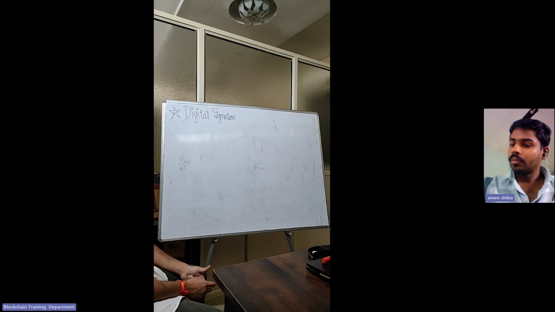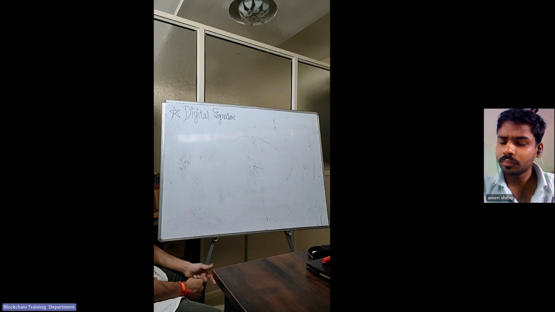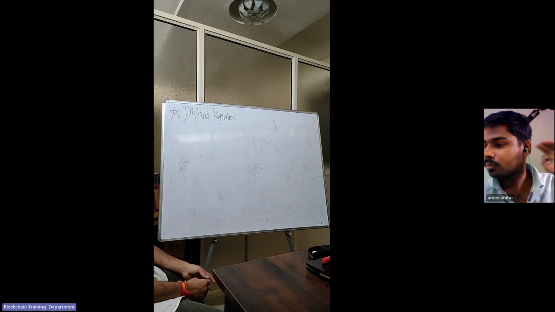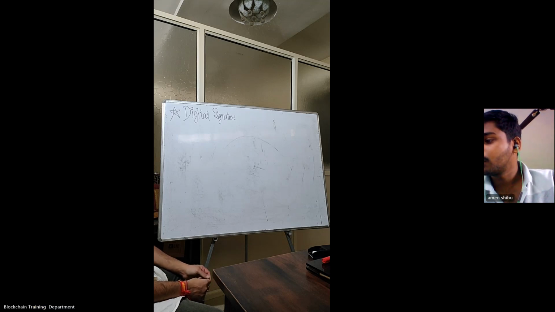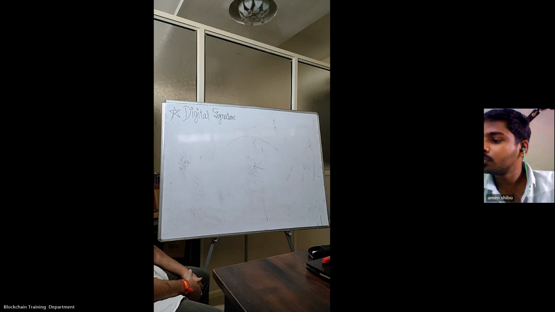Now digital signature is very different. Digital signature is different from these two signatures because it uses mathematical calculations and algorithms to create a signature, and that is known as digital signature, and it is used for authentication in the digital world.